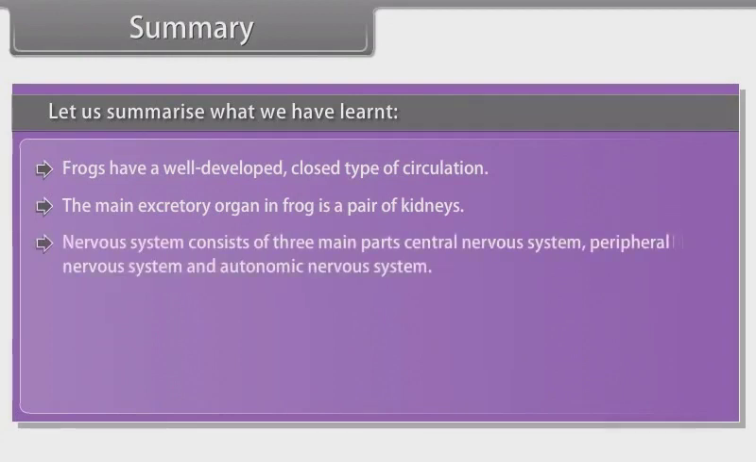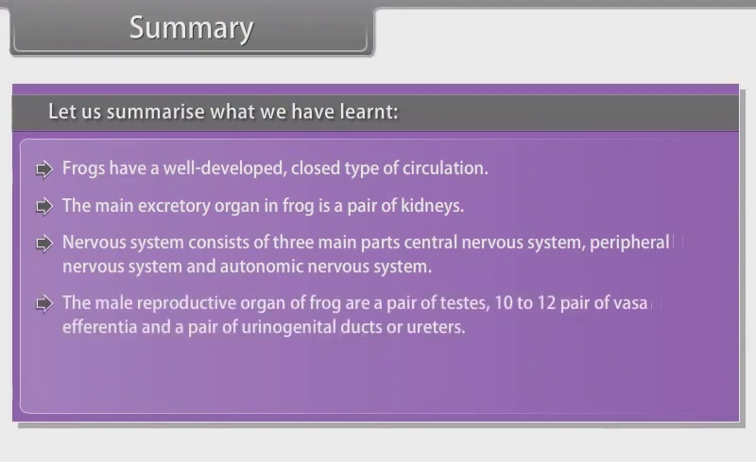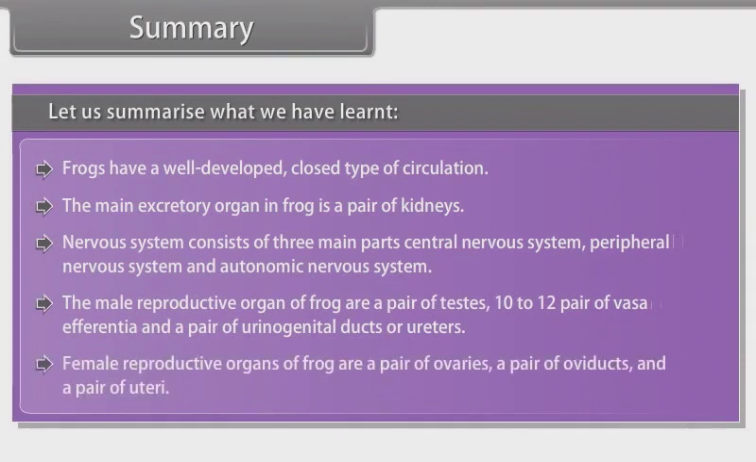Nervous system consists of three main parts: central nervous system, peripheral nervous system, and autonomic nervous system. The male reproductive organs of frog are a pair of testes, 10 to 12 pairs of vasa efferentia, and a pair of urinogenital ducts or ureters. Female reproductive organs of frog are a pair of ovaries, a pair of oviducts, and a pair of uteri.